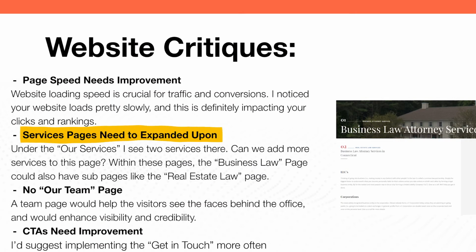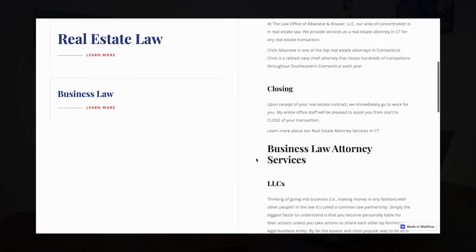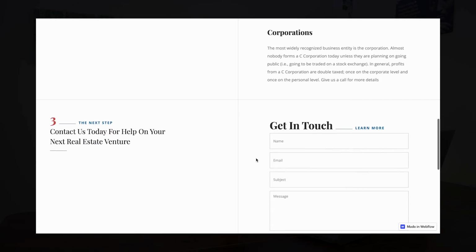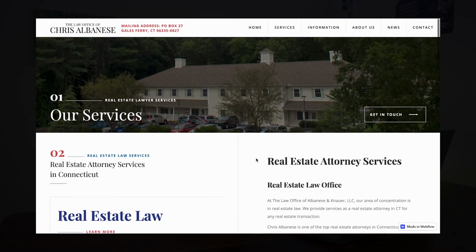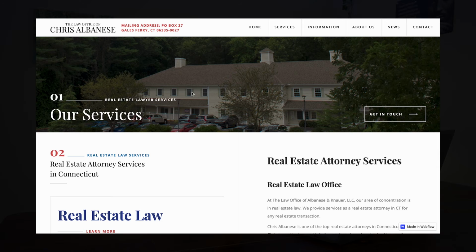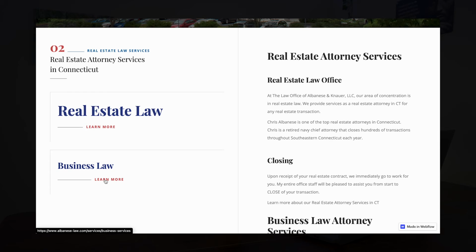Secondly, I think that the service pages need to be expanded upon, and so when it comes to any website in any industry, the service pages are one of the most crucial aspects of your website, because service pages are where the user can find more information about what you actually do and what you offer. And then these pages also have the opportunity to rank for different keywords, service keywords in your local area.